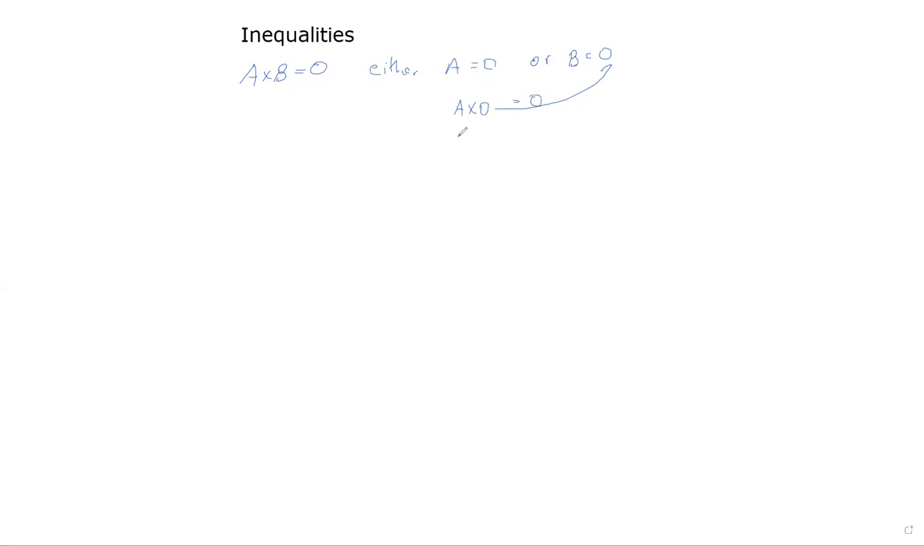Or B times an A, which is a 0, still gives you a 0. The other case is that 0 times 0 is equal to 0. That is, they are both equal to 0. One can be equal to 0 and the other one equal to 0. They can be both equal to 0.